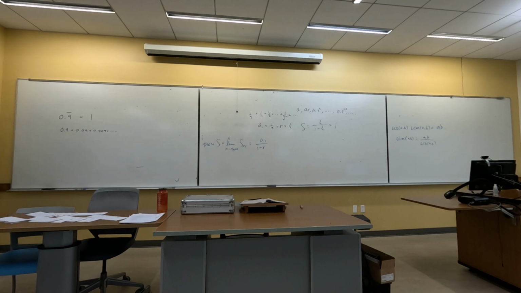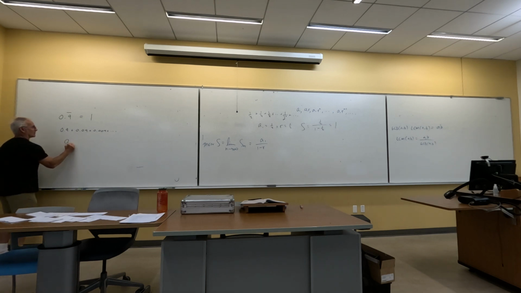Forever and ever and ever. That's what dot dot dot means. Do I have a clear identifiable pattern here? Is that a geometric series? Yes, it is. This is a geometric series where my first term is 0.9 and my constant ratio is what?